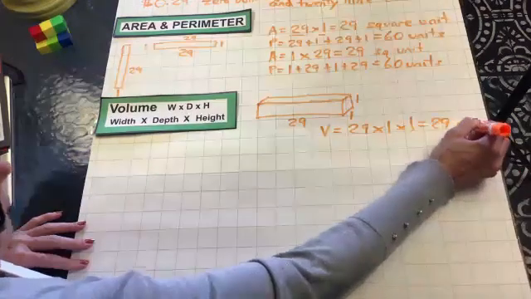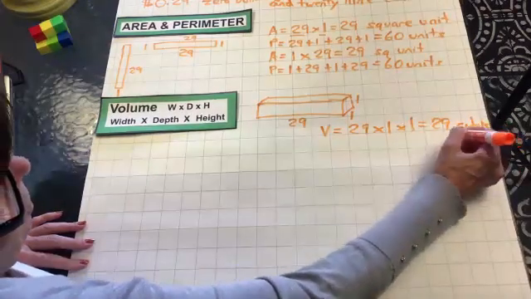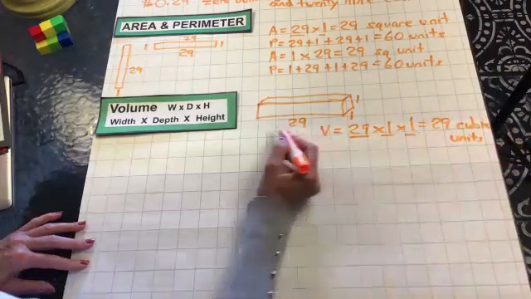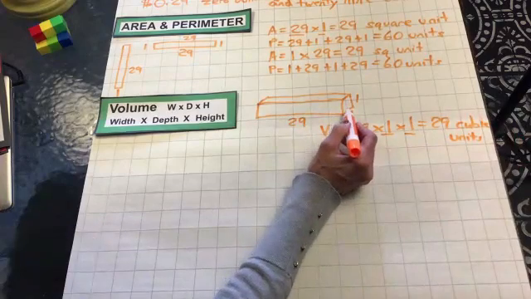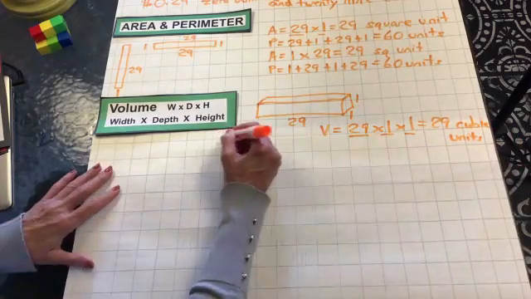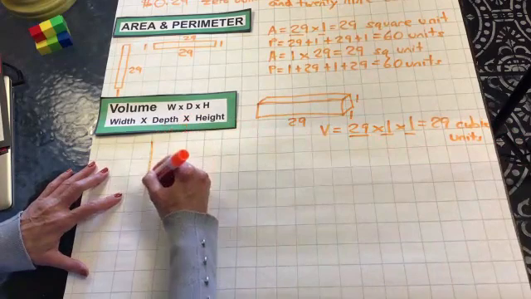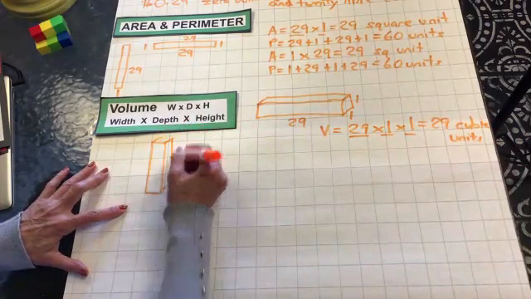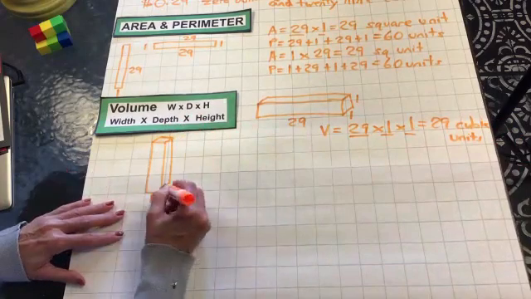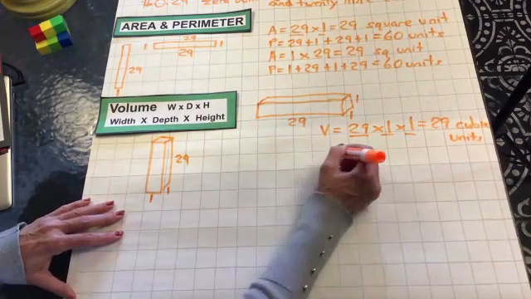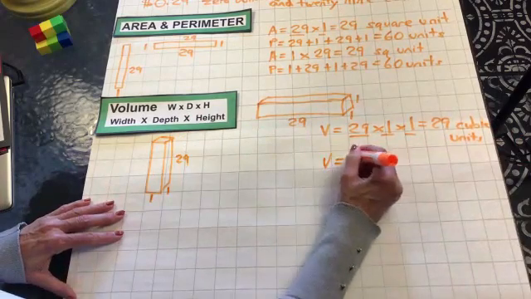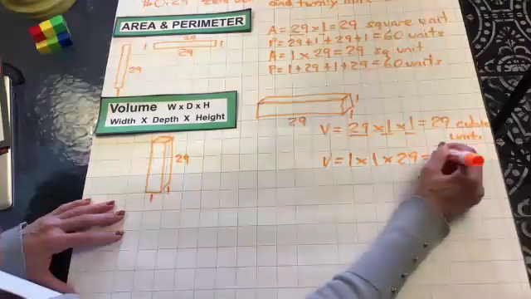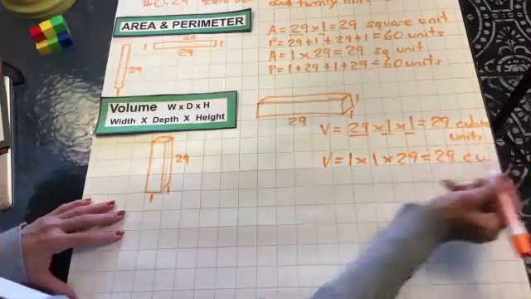And this is cubic units. And that means it's 3-dimensional. Width times depth times height. All right, we're going to stand it up now. I'm going to come over here and stand it up. So now we're going to be a 1 by 1 by 29. So over here, let's just write it out. 1 by 1 by 29 equals 29 cubic units.